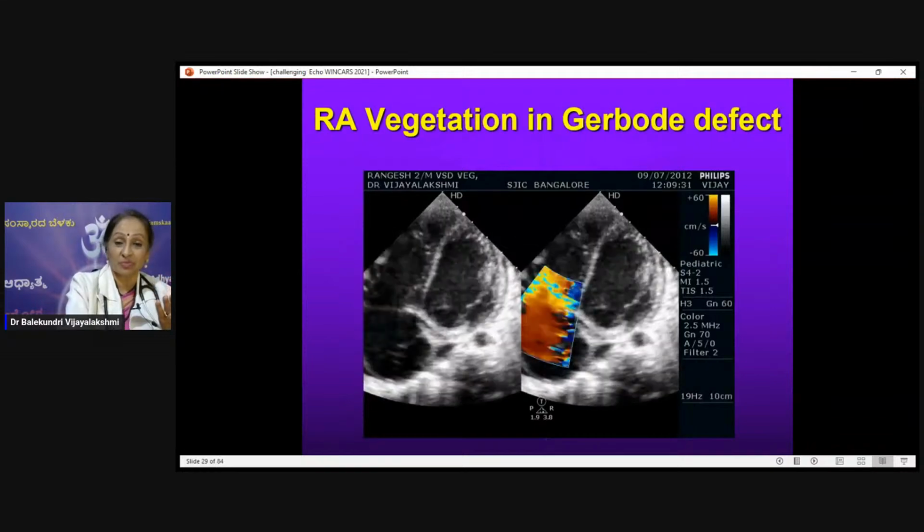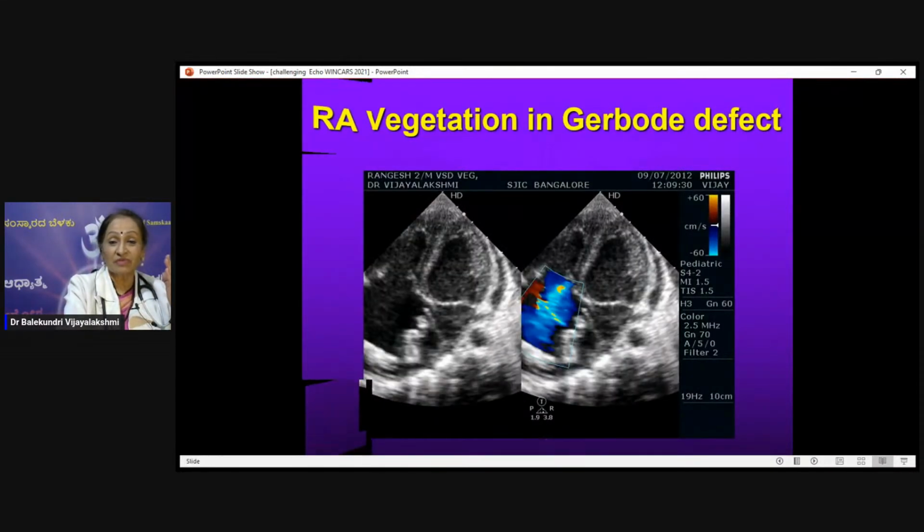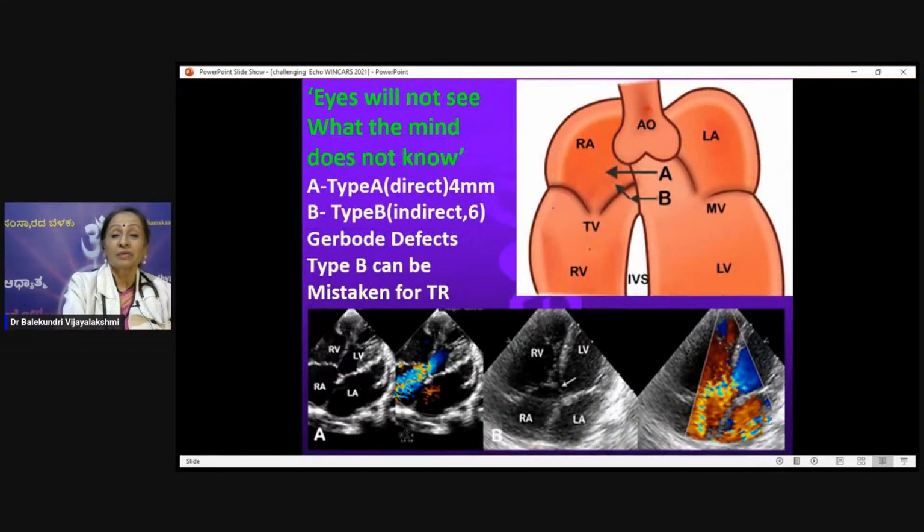So I was surprised, and this was a Gerbode defect. So Gerbode defect is the one where the LV is connected to the RA. So the VSD is either directly through this perimembranous area or through the tricuspid valve. This is the type A and the type B.